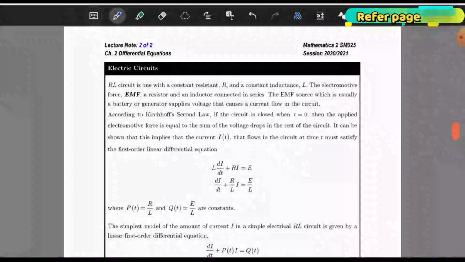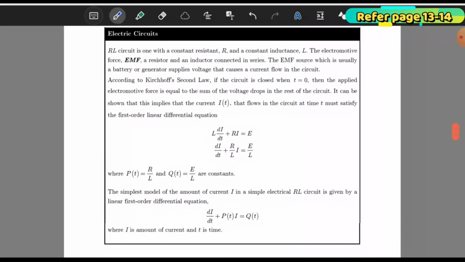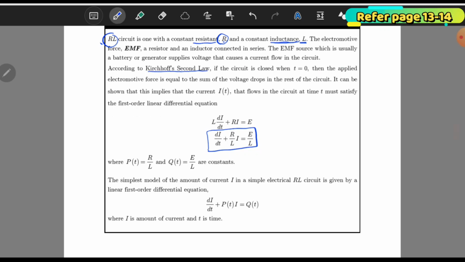And the next application is electric circuit. This is a simple RL circuit, and the equation is di dt plus R over L i equal to E over L. L is related to inductance, R is the resistance. This is according to Kirchhoff's second law.